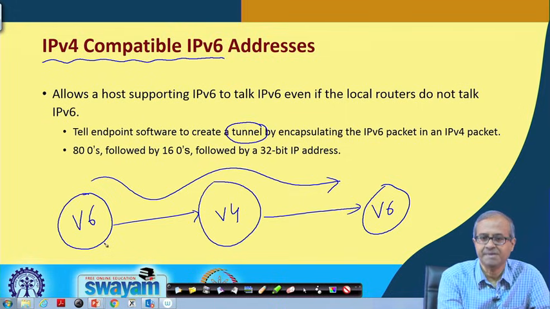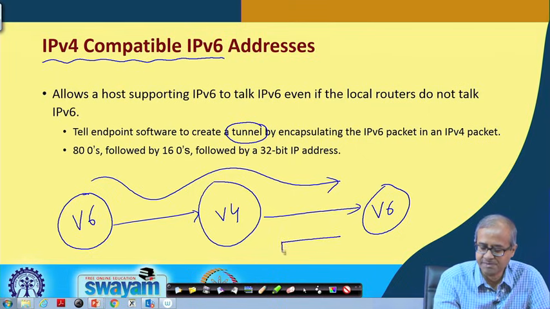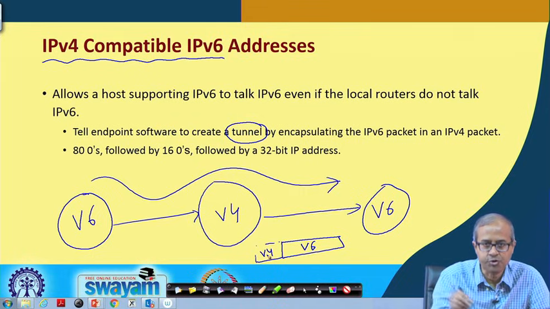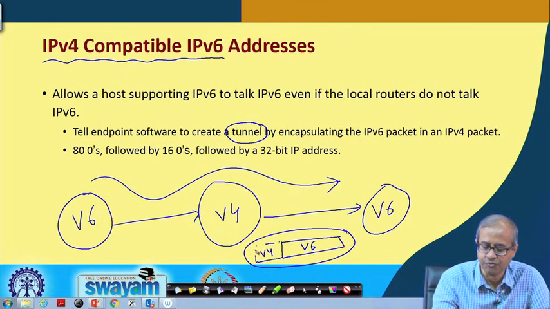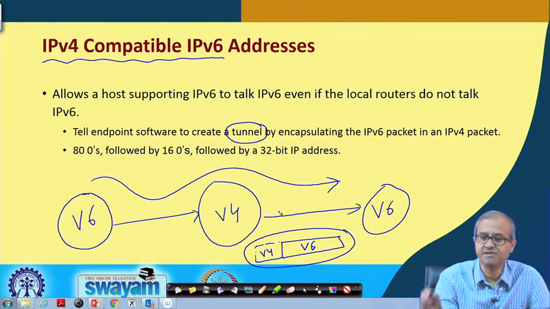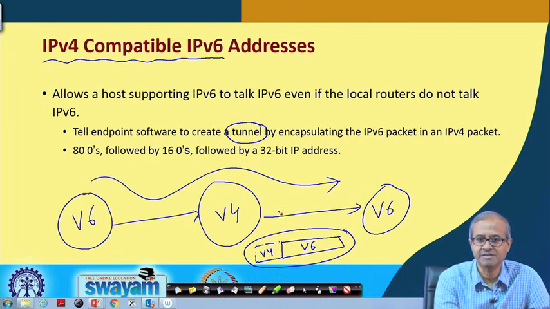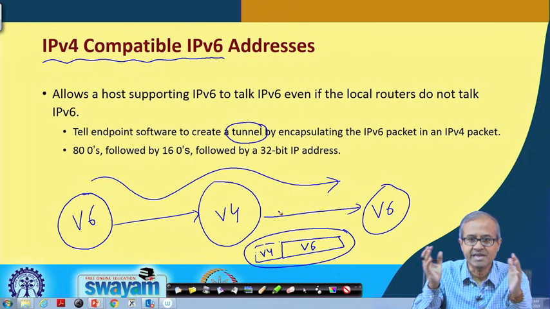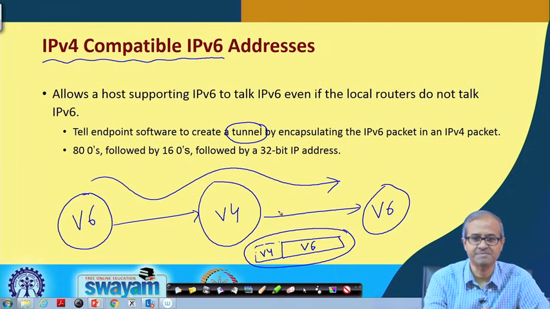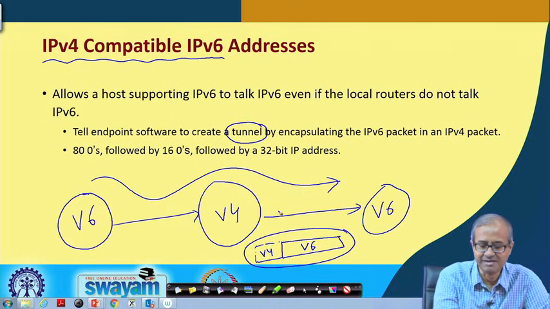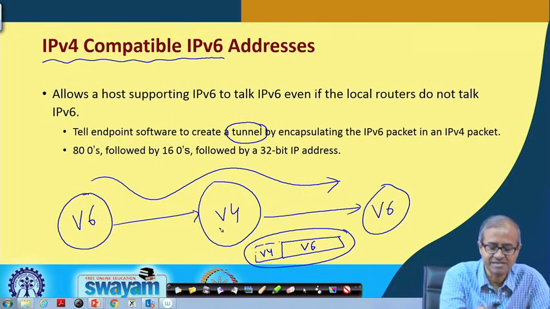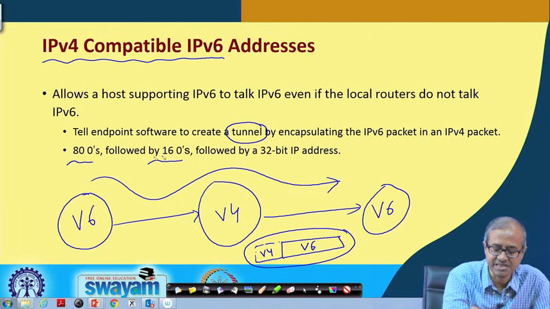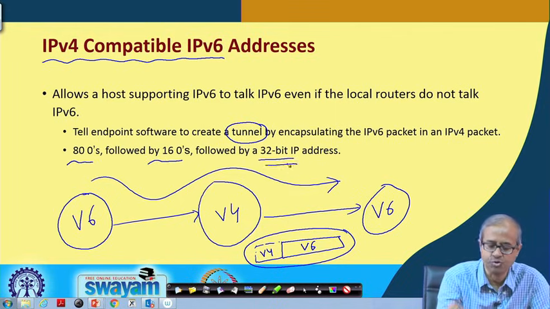These are the IPv6 packets which are coming. You create an IP version 4 header on top of it and create an IP version 4 packet. Let the IP version 4 packet flow through this network. This is called tunneling. That means a version 6 packet is tunneling through the network encapsulated inside a version 4 packet. That is the idea. And here the way we specify the address is 80 zeros followed by 16 zeros, that means 96 zeros followed by the 32-bit IP address.